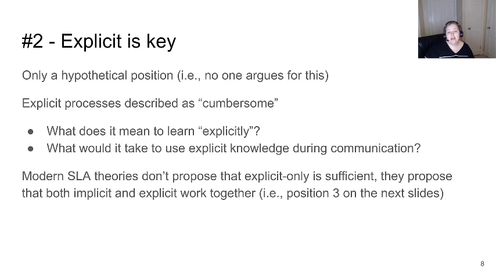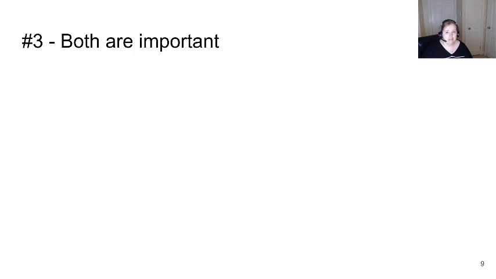Okay, so modern SLA theories, by extension, don't propose that explicit only is sufficient. Okay, they propose, generally speaking, that both implicit and explicit work together. That is to say, purely implicit models, by and large, are not popular for reasons we're about to talk about, but they do exist, and they're better supported than explicit only because no one strictly claims that explicit drives acquisition. No one believes that, okay? But that they co-occur, yes, people do believe this.